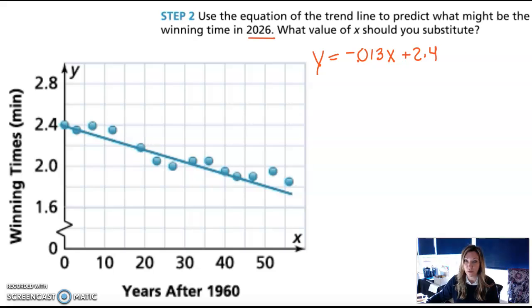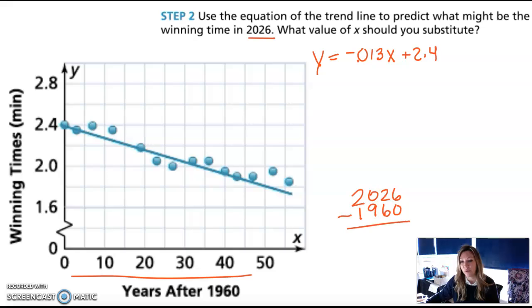And remember, we want to make a prediction for the winning time in 2026. What do we need to calculate or figure out if we know that these values down here are the years after 1960? Yes, we need to find the difference. We need to know how many years after 1960 is 2026. So let's take our 2026, and we're going to subtract 1960, for a total of 66 years.